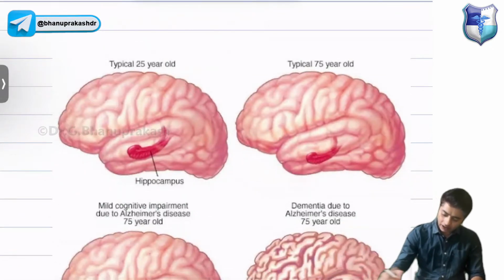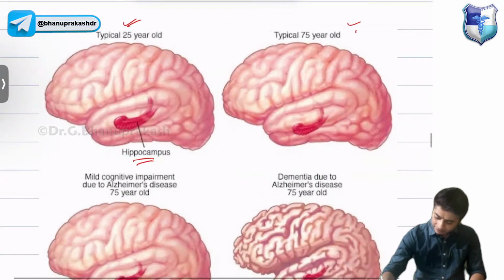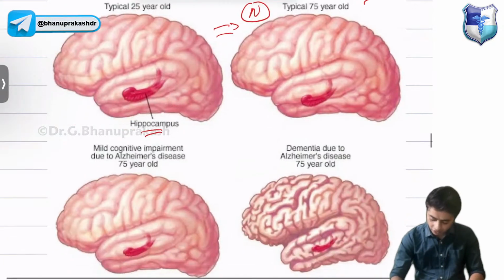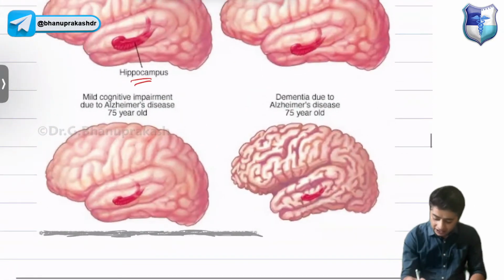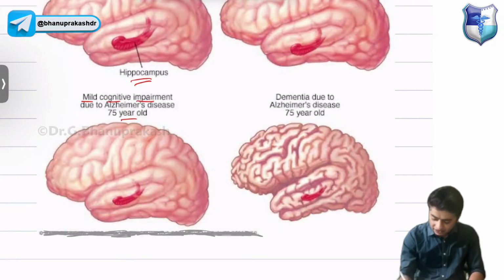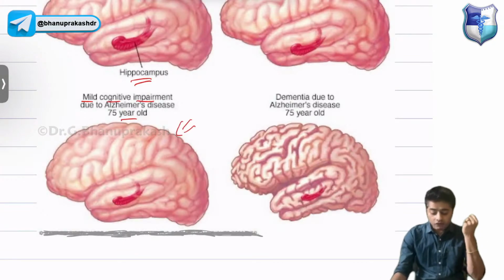See, this is a typical 25-year-old patient, his hippocampus. This is a typical 75-year-old patient. As the patient is normal, nothing to worry. But if this 75-year-old patient has mild cognitive impairment due to Alzheimer's disease, see, atrophy has begun.